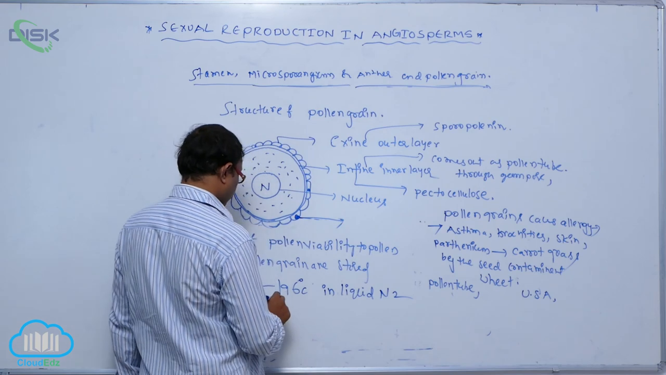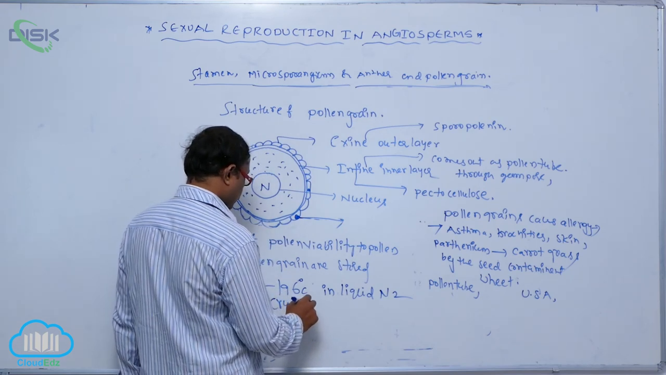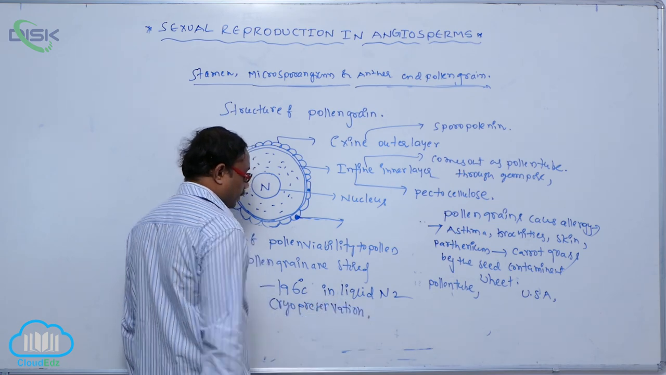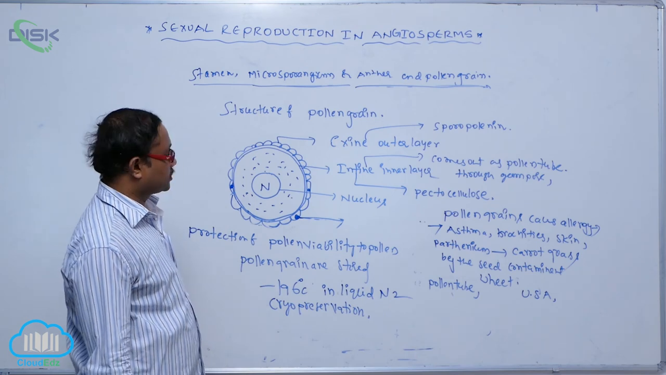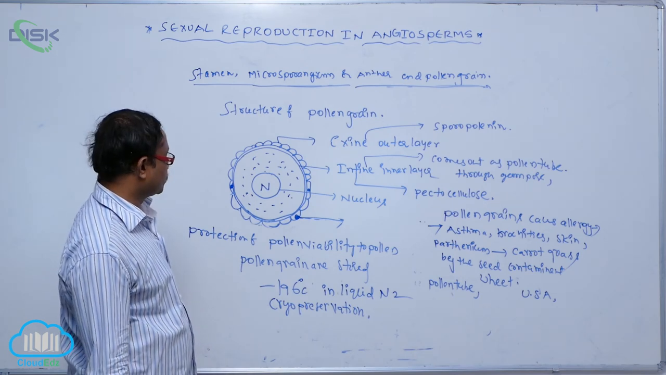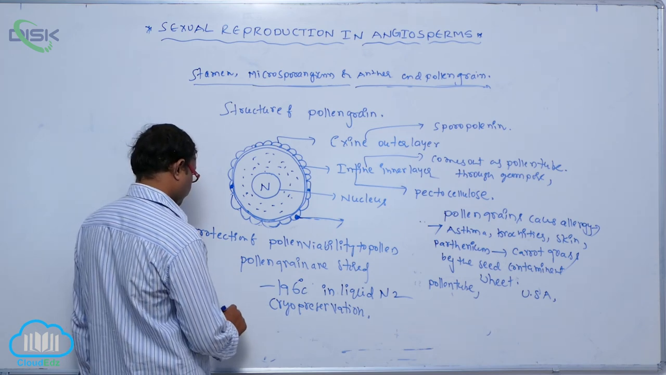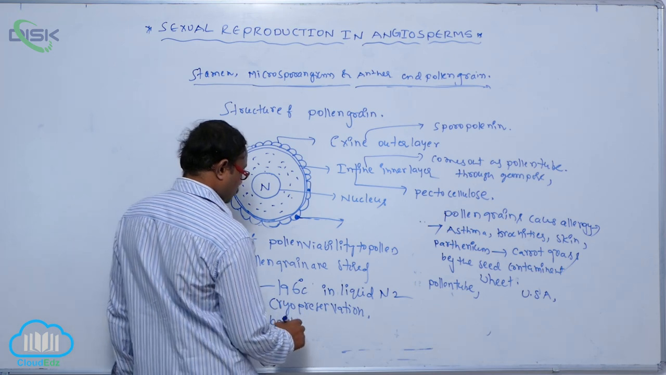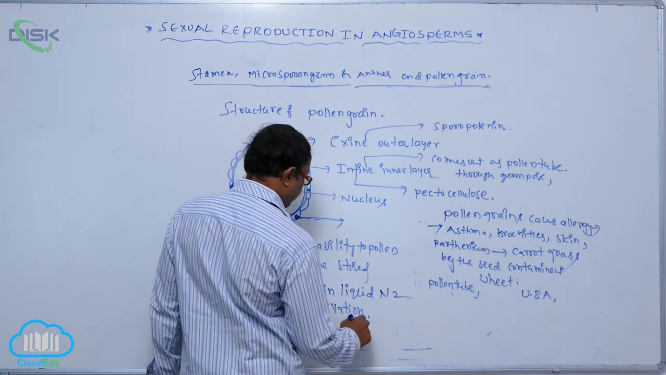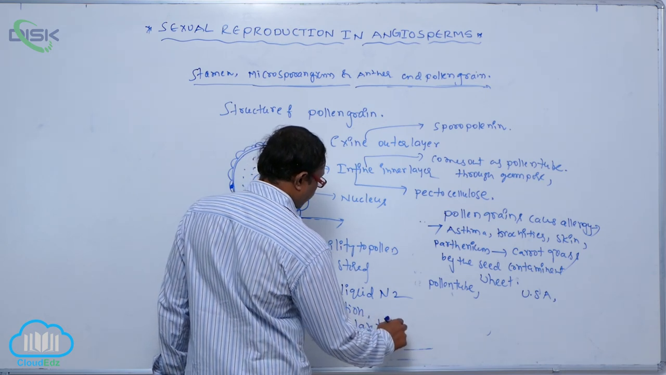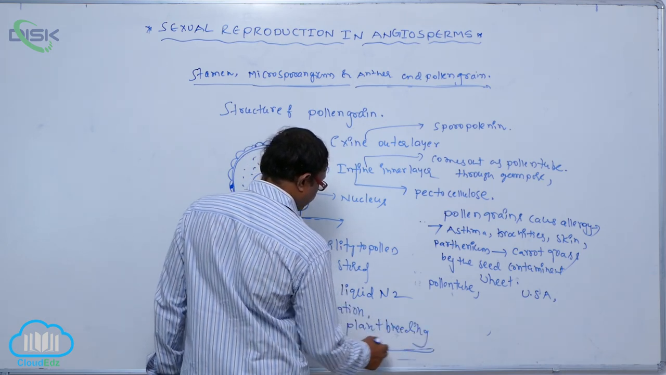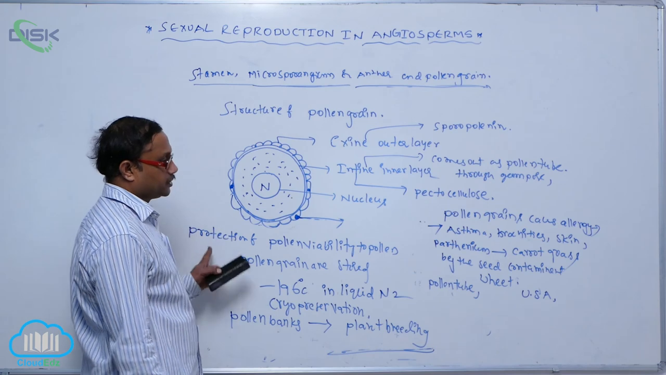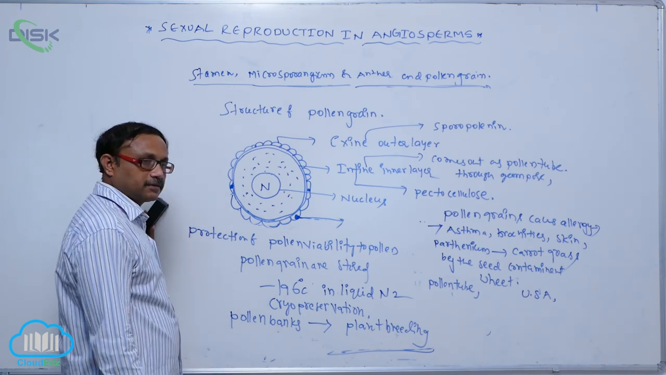That process is known as cryopreservation. It is an objective bit. Just like seed banks, pollen grains are also used as pollen banks. They help plant breeding methods, producing different desirable characters of the plants. So pollen grains are stored. So that is the information about pollen grain.